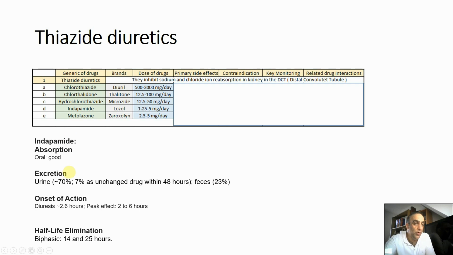Absorption is very good. Urinary excretion is 70%, which can take place within 48 hours, and because it has some hepatic metabolite. As I mentioned, hepatic metabolism in this group is lower, and we have to mention it. Protein binding is moderate. In this situation, elimination half-life is a little higher, and indapamide is extensively hepatically metabolized. The half-life elimination for this drug is between 14 to 24 hours. Lozole is one of the famous brands for this medicine, and plasma protein binding for this drug is around 71 to 79%.